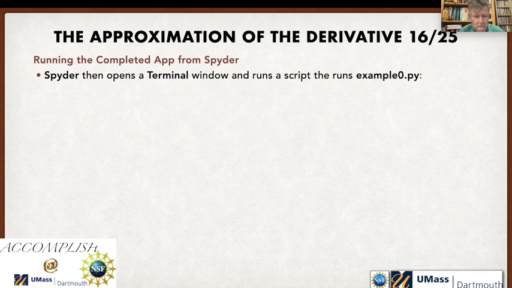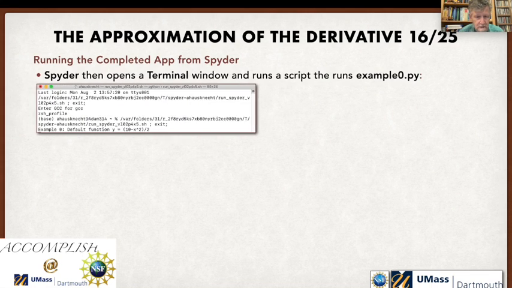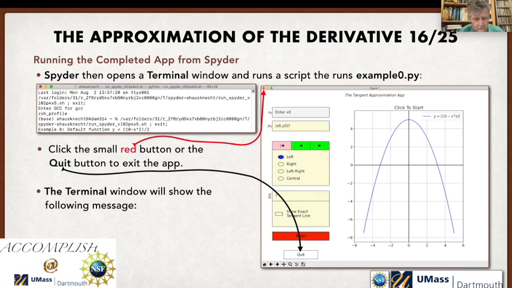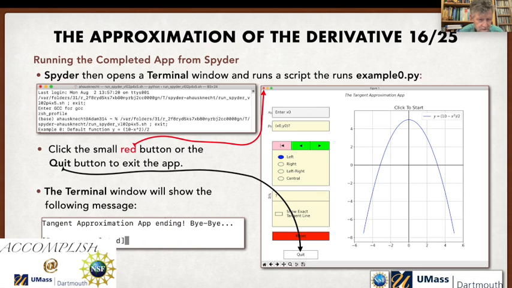Now what Spyder does is open a terminal automatically and run a small script which launches the app. You should see the output from the print statement, namely example 0 default function y is equal to 10 minus x squared over 2 in the terminal window. And the application should launch. And so here's a snap of the launched application. I'm just reminding you how you quit the app here. So when you quit the app, you should see the following message: tangent approximation app ending, bye-bye.